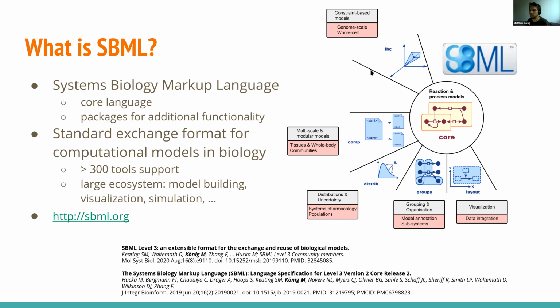There are additional packages. I would say around 10 exist at the moment, in different states of development. The most important for me, as a person coming from metabolic modeling, is FBC, which is constraint-based modeling; COMP, which is hierarchical model composition, if you want to couple models of different scales; distrib, to handle information about distributions and also uncertainties, for instance in experimental data; and then groups and layout information. Many tools are supporting that.